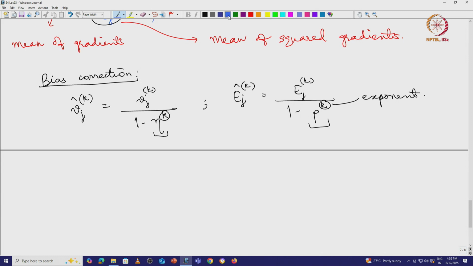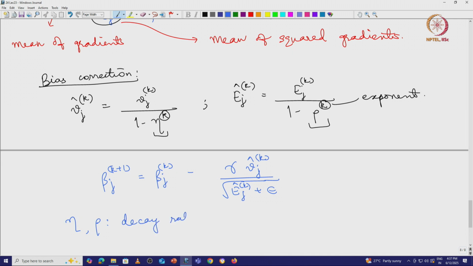Alright. So, the final update equation is beta j k plus 1 is equal to beta j k minus gamma times Vj hat k divided by square root of Ej hat k plus epsilon, okay. And eta and rho, obviously you know these are the decay rates for the first and second moments.